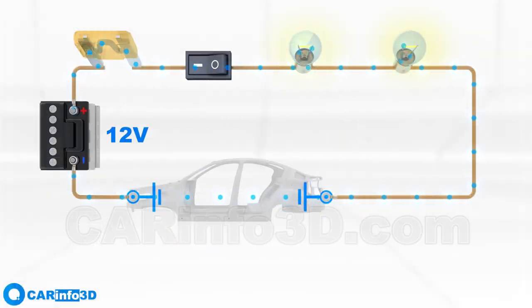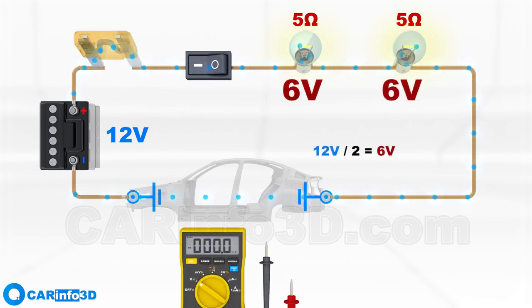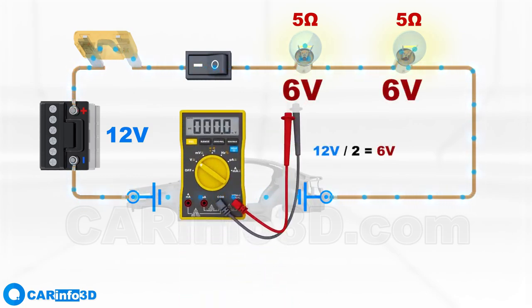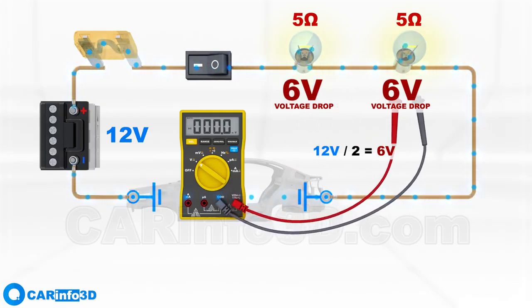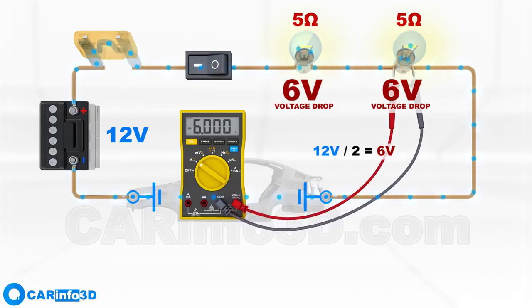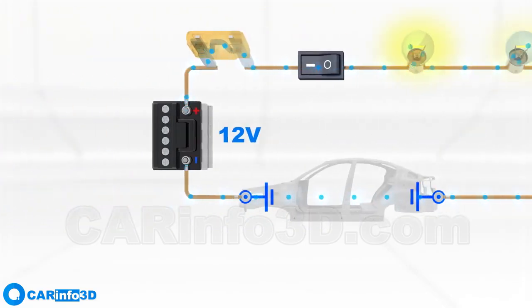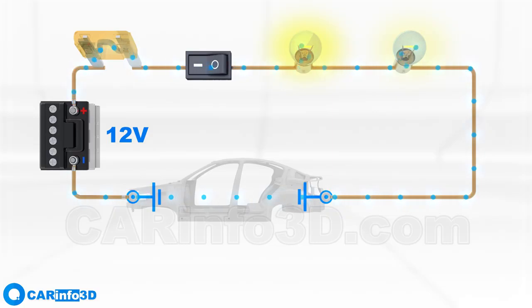Now let's take a look at a similar circuit featuring two bulbs. If both bulbs have the same resistance, the voltage across each will amount to 6 volts. In other words, the voltage drop across each bulb will be 6 volts. The bulbs will no longer shine brightly, since they are sharing the available voltage. If bulbs have different resistance values, they will receive different voltages.